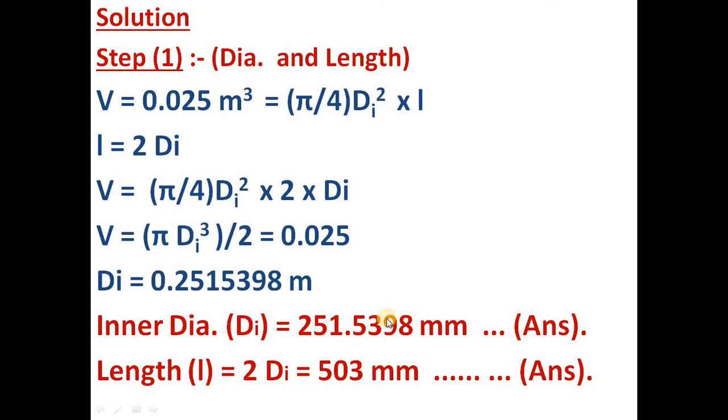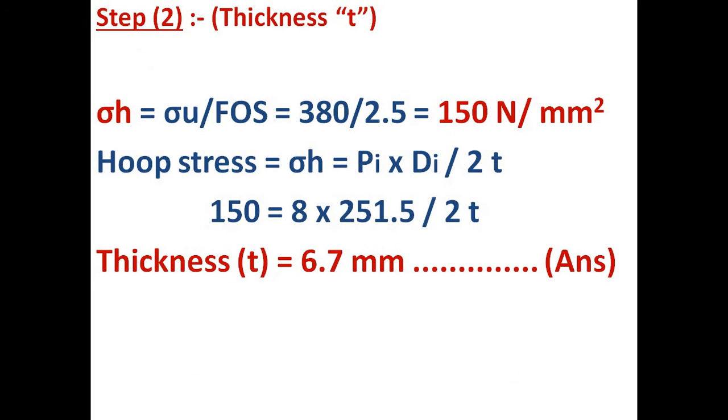Then these two answers are obtained. The only thing remaining is thickness. Thickness has to be found by means of the hoop stress relation. Go for the next step. Step 2, thickness. Thickness T can be found using this relation. Sigma H is equal to Pi into di divided by 2T. That formula should be kept in mind. Step 2, thickness.